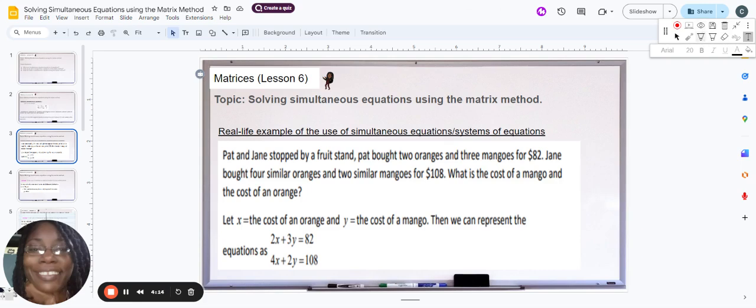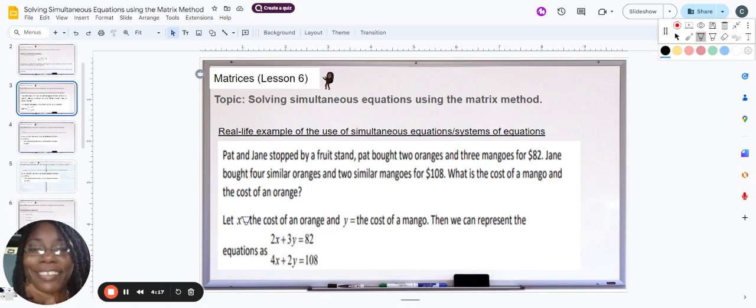In this case, we're going to use our x and y. I'm going to use x to represent orange, and y to represent mango. And this is what it will look like as an equation. The first part of the scenario says Pat bought 2 oranges, hence 2x, because orange is represented by x, and 3 mangoes, 3y, and together those cost $82. We can eliminate the dollar sign for now until we are finished.